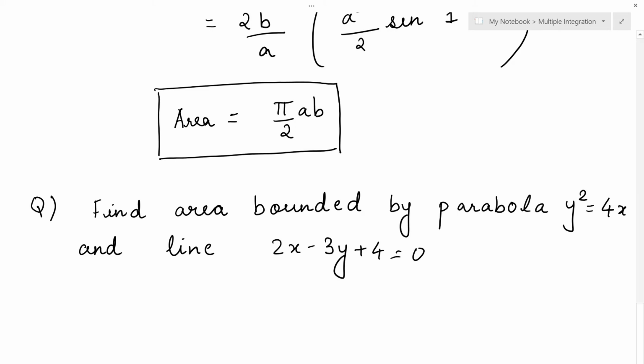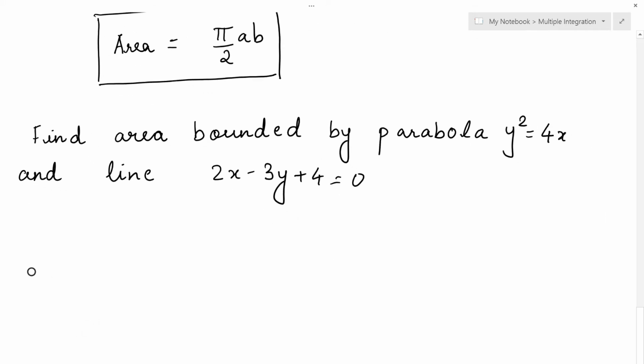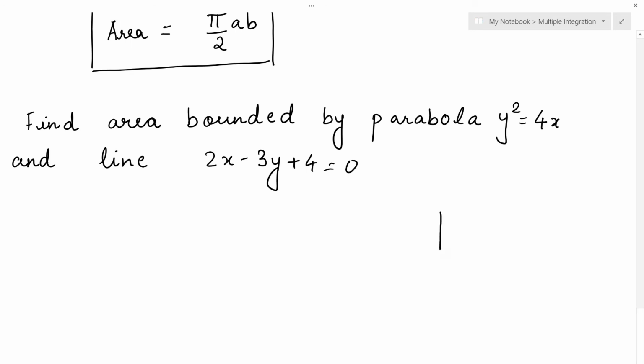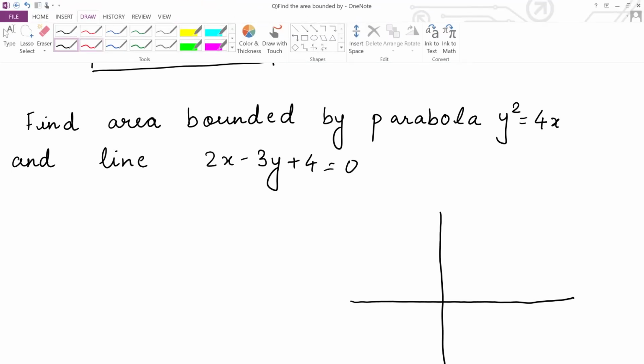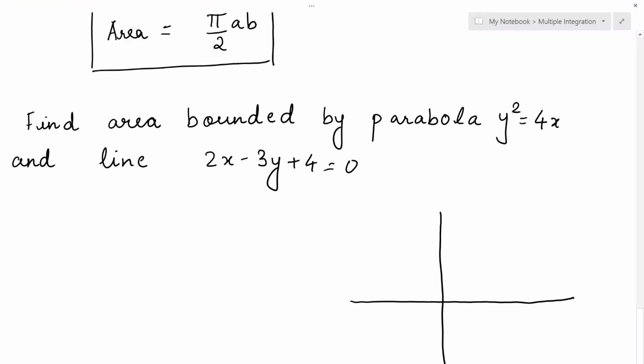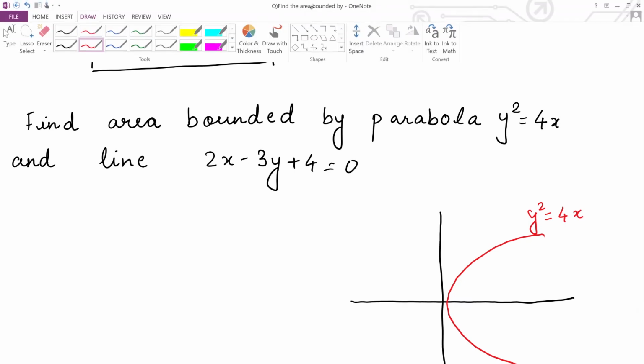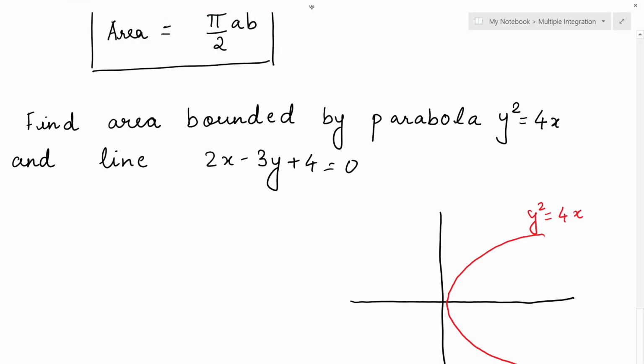So how to plot this line now? The same thing as we do on your graph paper: substitute random points, 0 for x, then find the value for y, and so on. Now you know the parabola y square is equal to 4x. That is a parabola on the x-axis. Okay, now after I plot these points, we'll plot the points for 2x minus 3y is equal to minus 4.